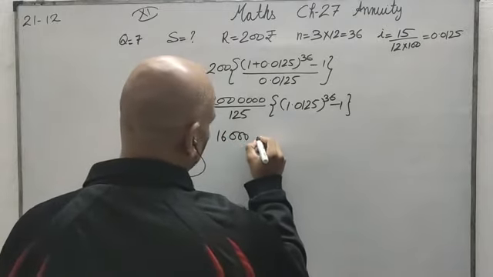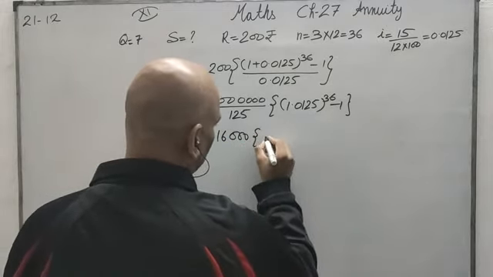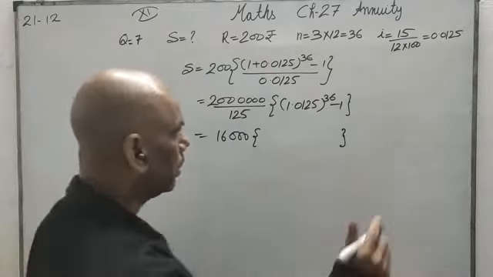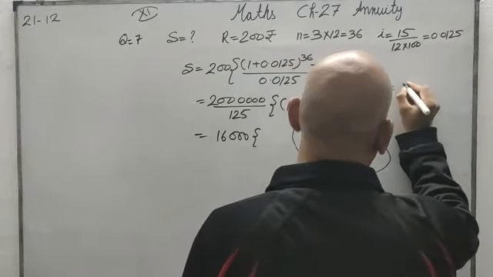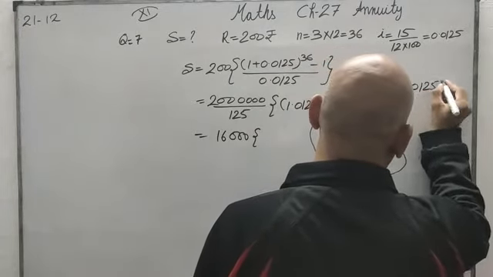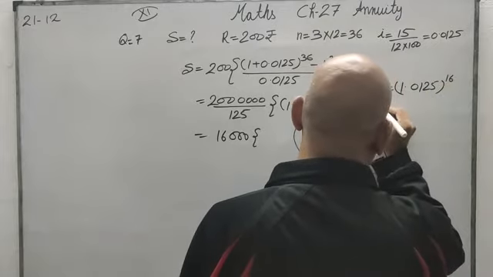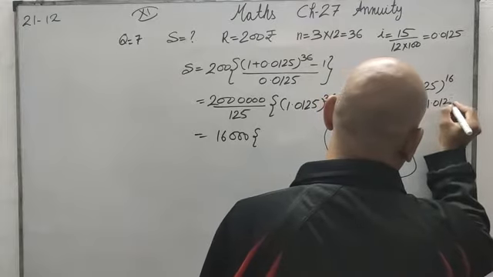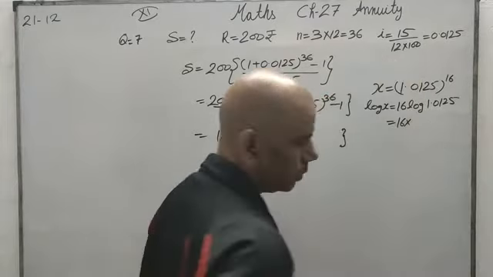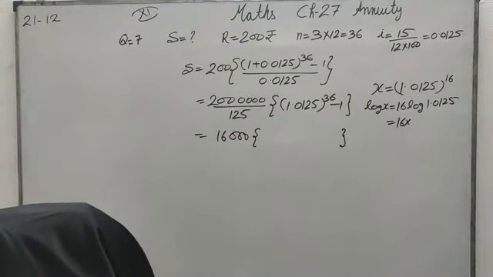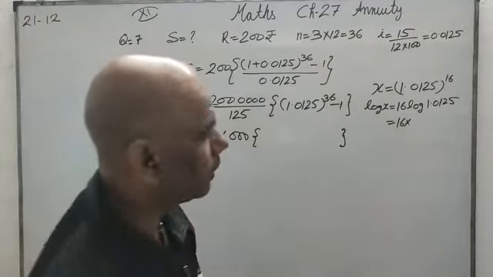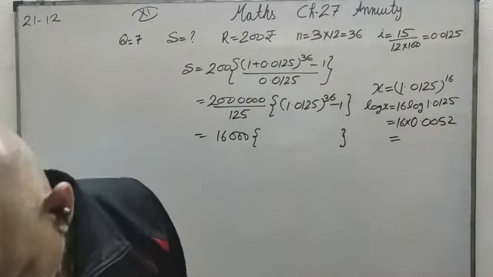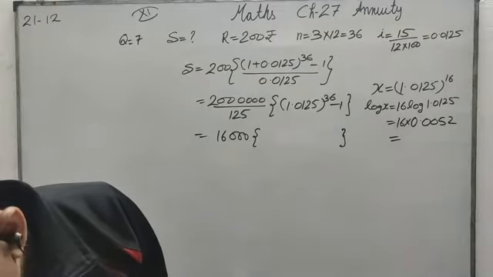Here we got 16,000, and let us calculate the value of it. So that we will use here. But first of all, let us calculate. So x is equal to 1.0125 to the power 16. Log x will be 16 log 1.0125. 16 into the value of log 1.0125. It is telling us 0.0052, and on multiplication we get 1872.